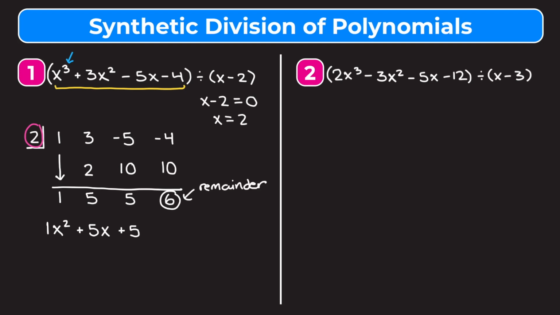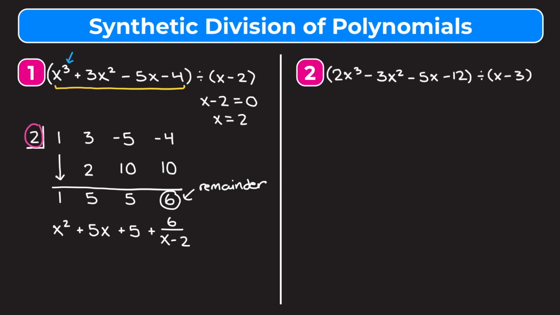And the way we're going to write the remainder in our answer is we're going to add the remainder divided by what we divided by. So we divided by x minus 2. So we're going to have 1x squared plus 5x plus 5 plus our remainder of 6 over x minus 2. And we don't need this 1 in front of the x squared, so I'll get rid of it. So this is how we can write our answer.